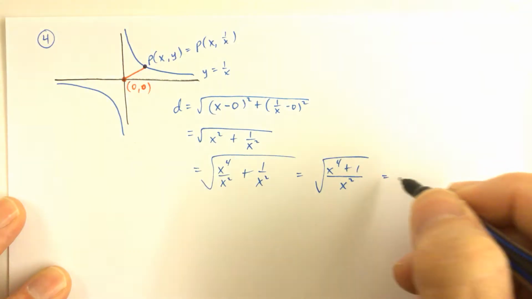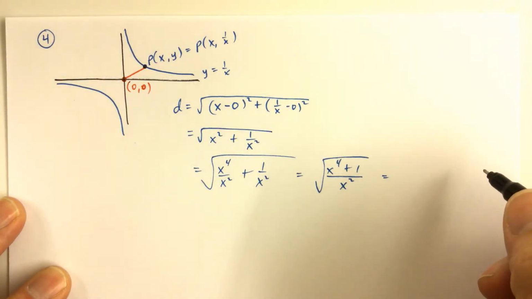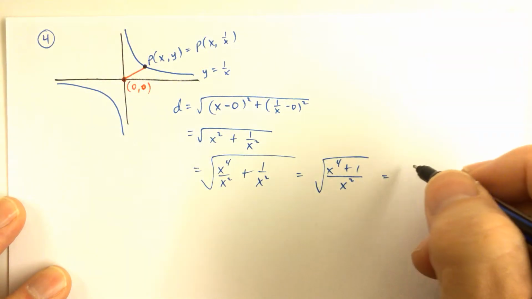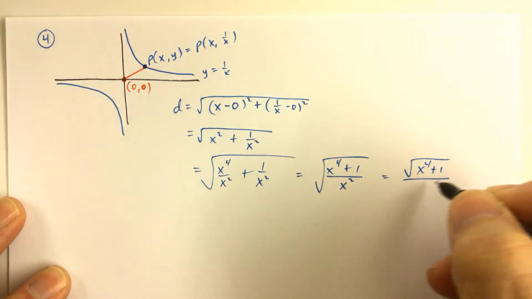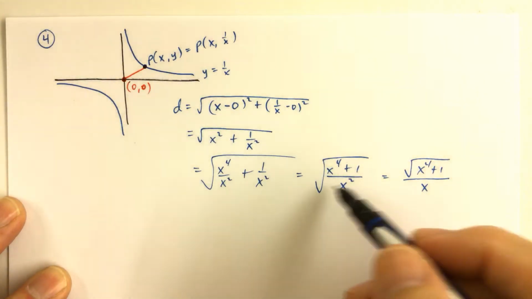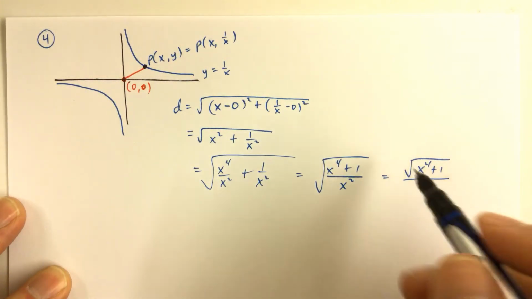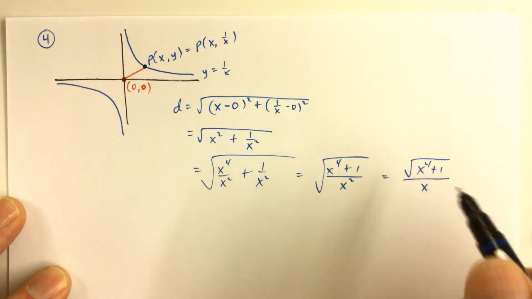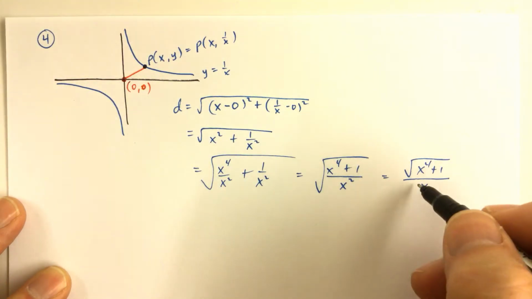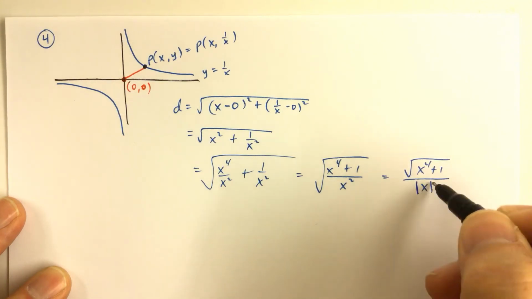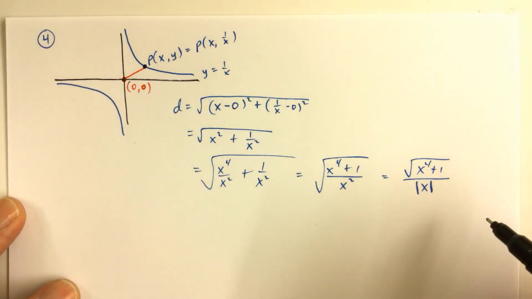And I suppose we could bring this out of the radical, x to the 4th plus 1 all over x. The square root of x squared is x. Now, since this is a distance, it has to be positive, and so we better put the absolute value of x there to make sure it's positive. And then, so that's the distance.